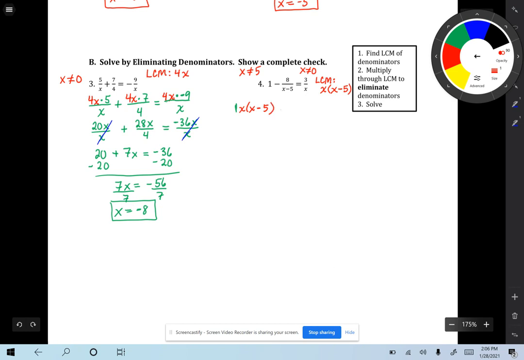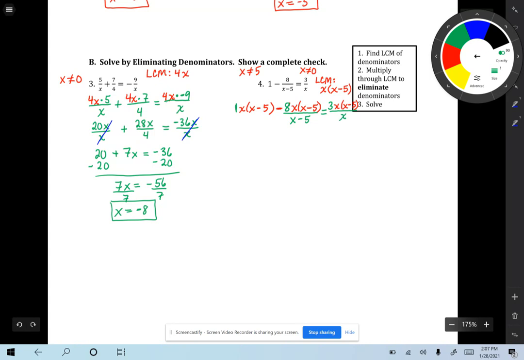Fraction number 2, I have the minus, so it's minus 8. And I'm going to multiply it by x times x minus 5. And it has x minus 5 as a denominator. And the last one, so put my equal sign. I'm going to multiply the 3 times x minus 5. And it has the denominator x.